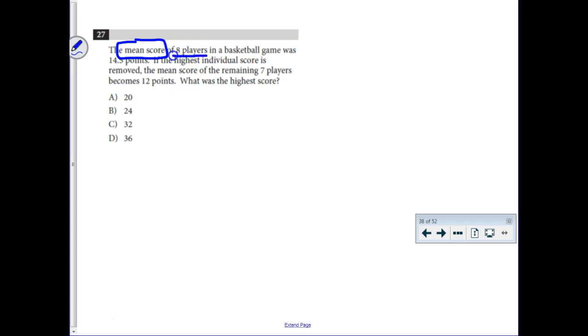So the mean score of 8 players in a basketball game is 14.5. Notice what they didn't tell you was all of the players' scores added together. They didn't tell you that part. But if you average them, remember mean means to average, you would divide by the 8 players and you would get an answer of 14.5. So I'm going to leave that set up for a moment.